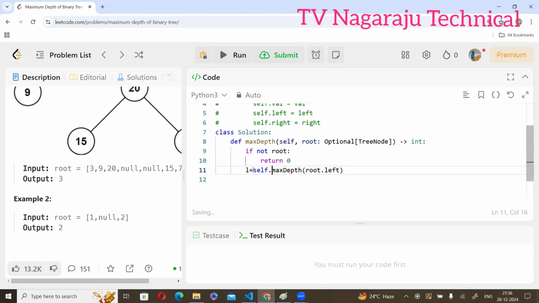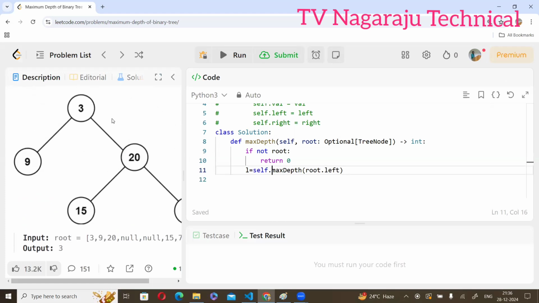Observe what value is present in L. First time L is equal to max depth of root dot left. And in the next iteration, if any element is there, that is added. Now I am moving left to left to left, and it stores the L value. Similarly, I have one more variable R is equal to self dot max depth of root dot right. I am moving to the right side.